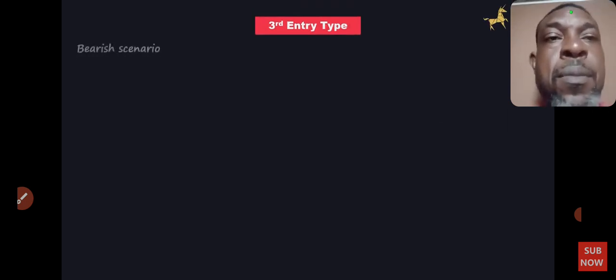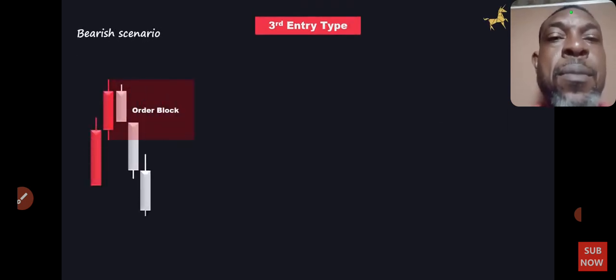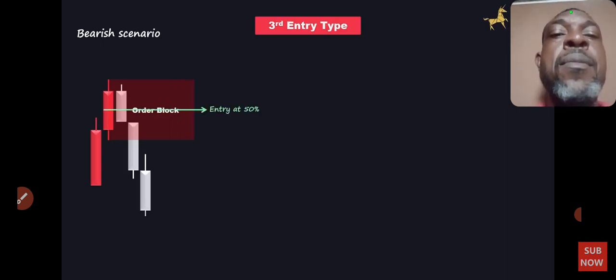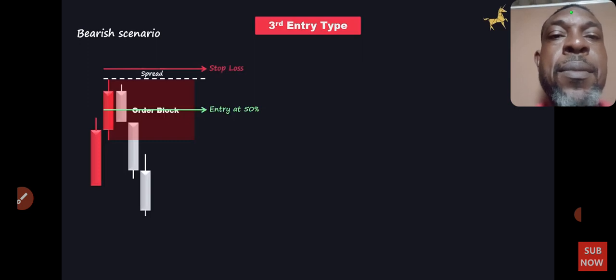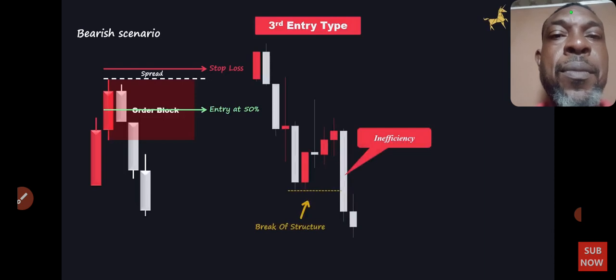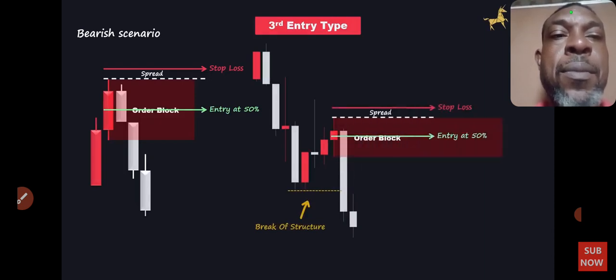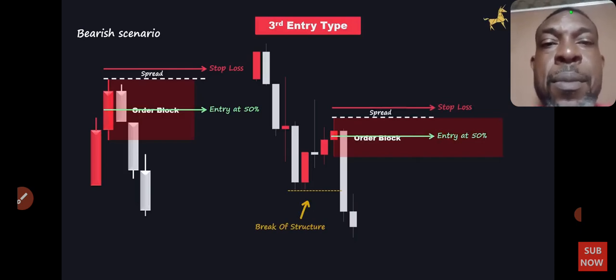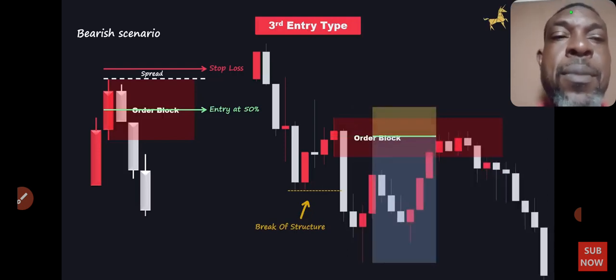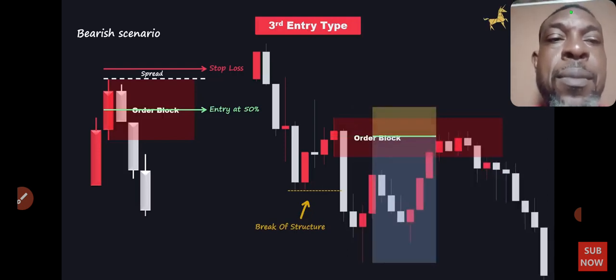The third type of entry, which I personally prefer and utilize more frequently in my trading plan, involves placing the entry at the midpoint of the order block zone once a valid order block is identified. In the case of a bearish scenario, the stop loss is positioned a spread size above the highest point of the order block. This entry type offers a reward-to-risk ratio that is at least twice as large as the regular entry types mentioned. This is due to the refined entry point and the smaller size of the stop loss. This is precisely why this entry type holds a special place as my favorite approach.